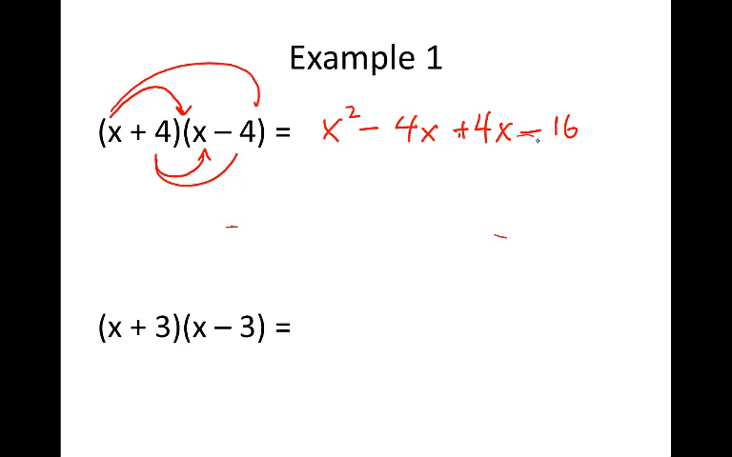So what do we notice happens on here? Negative 4x, positive 4x, those cancel out. And so we're just left with x squared minus 16.